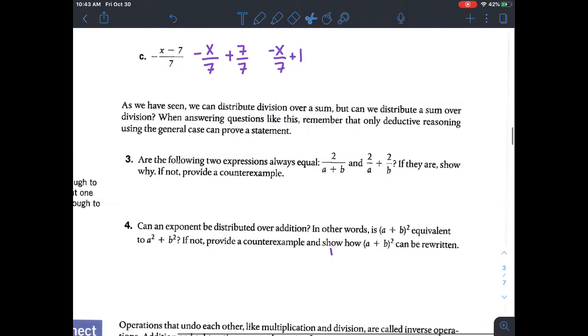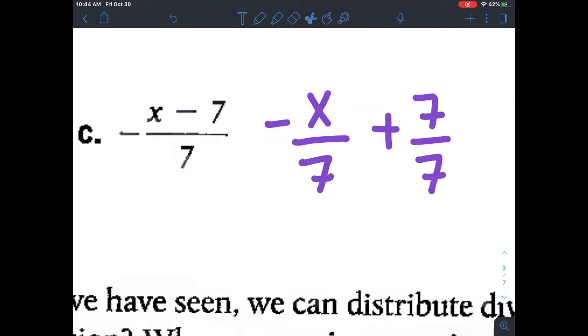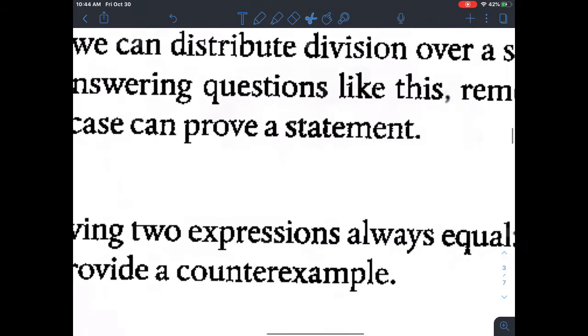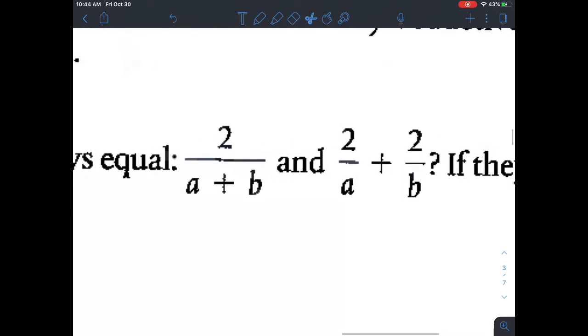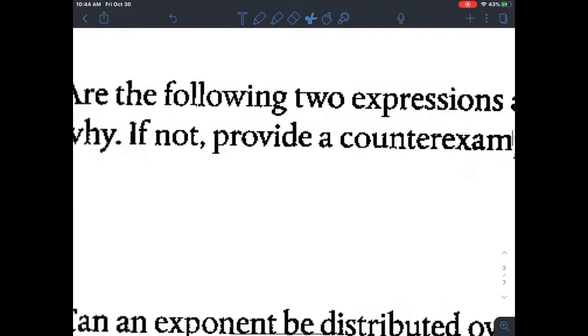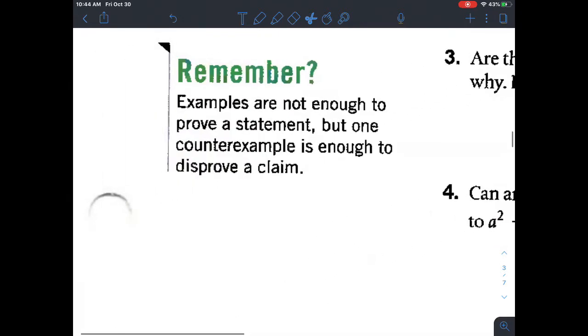For number 3, are the following two expressions always equal? 2 over (a plus b) and 2 over a plus 2 over b. If they are, show why. If not, provide a counterexample. So we know that we can split up a fraction with the same denominator into two different fractions. But does it work if I split the fraction and just keep the numerator the same? Now, for counterexamples, you just need one thing to disprove a claim. One example is enough to say, nope, not going to work.